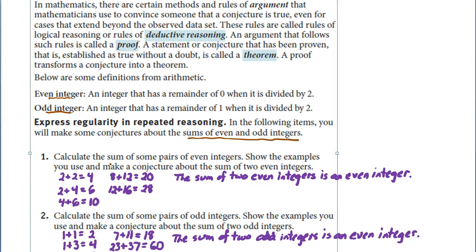Question 1. Calculate the sum of some pairs of even integers. Show some examples and make a conjecture about the sum of even integers. So here in purple are some examples. I added even numbers and got answers, and I observed that every time I did that, my answers are even numbers. So my conjecture is that the sum of two even integers is an even integer. This process that I'm using here is inductive reasoning, using some examples to form a conjecture.